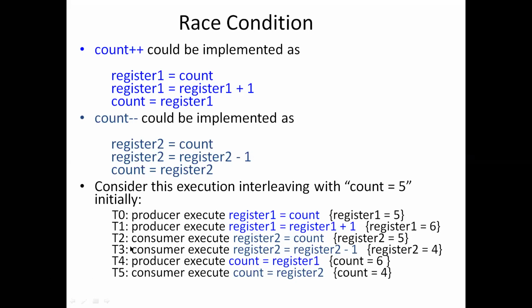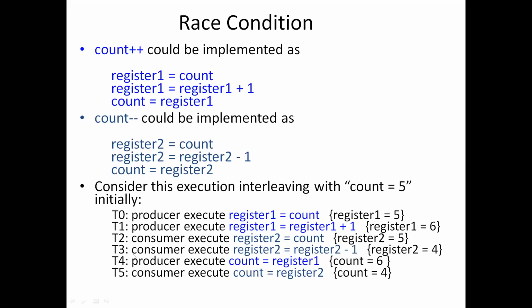Next, thread 2 is executing the consumer code, because it is executing in a concurrent manner. Register 2 is executing the statement register 2 equal to count. What is the initial value of count? 5. So 5 is stored in register 2, and after execution of this statement, register 2 holds the value 5.